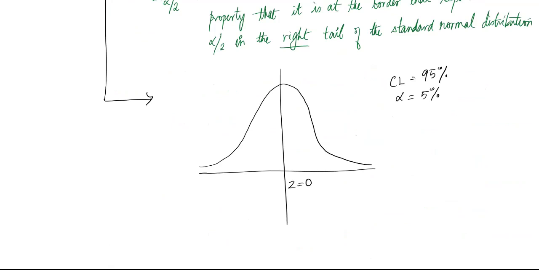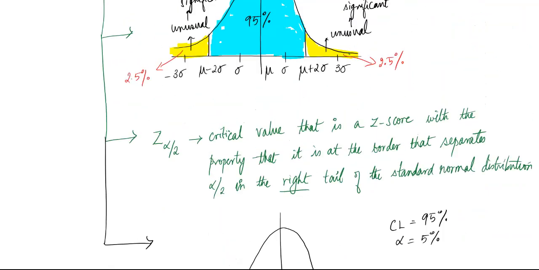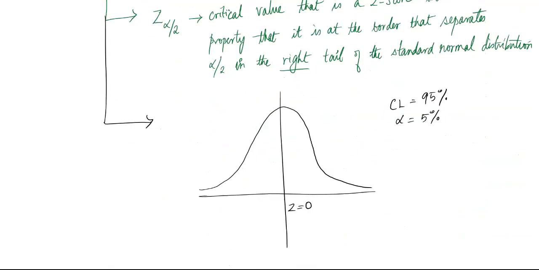And you need to divide this alpha into those two regions, one for the left and one for the right. Because they're equal regions, you need to do alpha over 2. Alpha over 2 gives you 2.5% for each tail, right? So if you're only focusing on the right tail, then you've got the 2.5%. Now, if your CL was 99%, then alpha will be just that 1%, right?